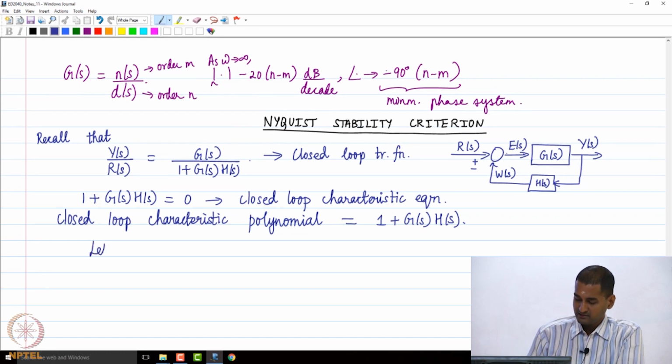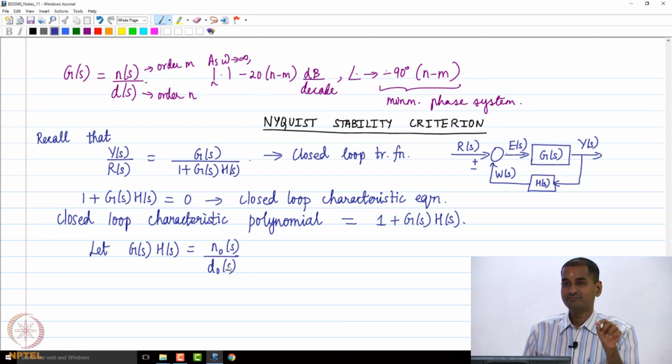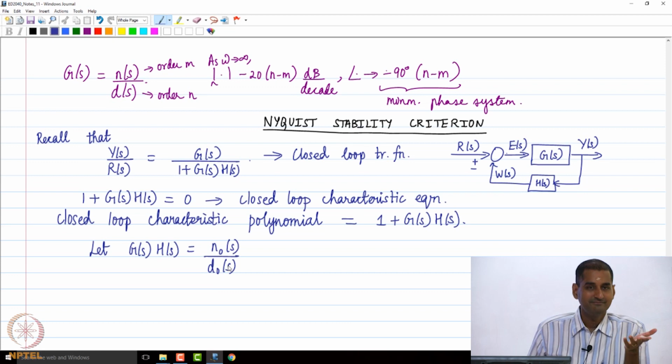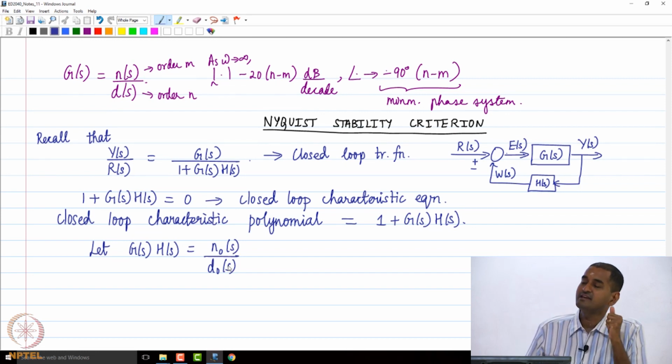So, let g of s times h of s be N_O of s divided by D_O of s. I am using the subscript O to indicate that it is the open loop transfer function's numerator and denominator. In general we write any transfer function as a ratio of two polynomials in s, numerator polynomial n of s and denominator polynomial d of s. So, I am just saying it as N_O of s divided by D_O of s.